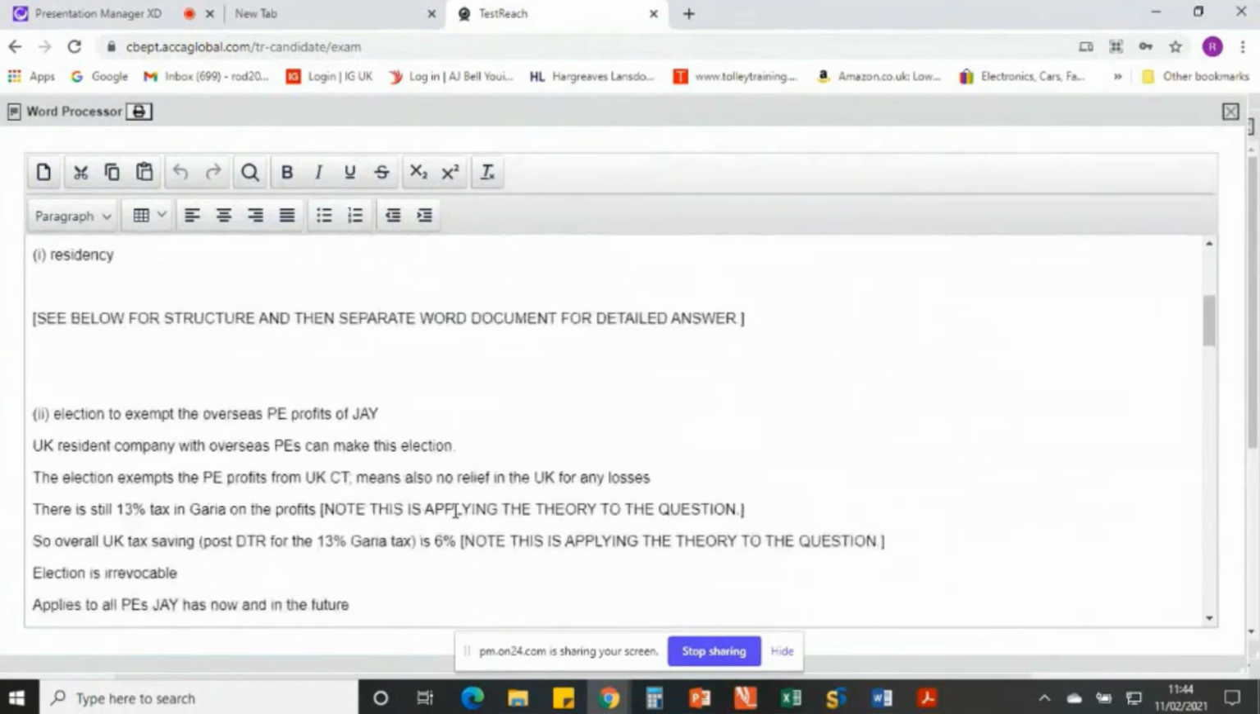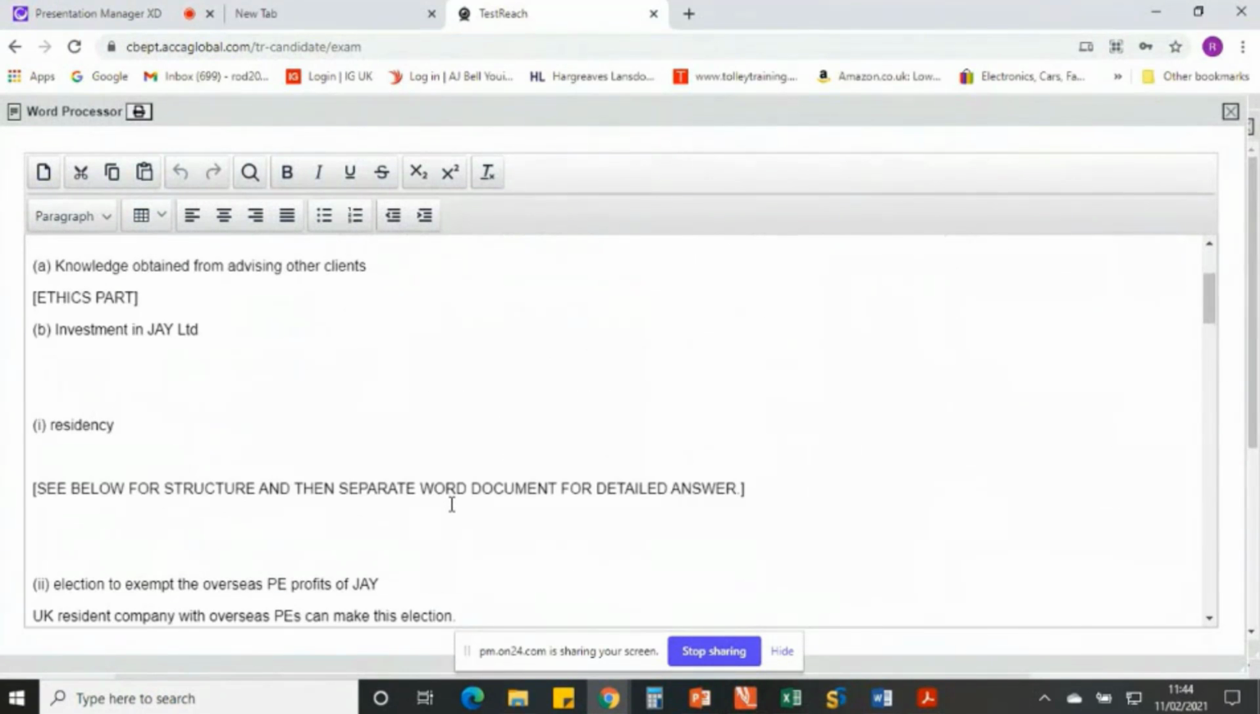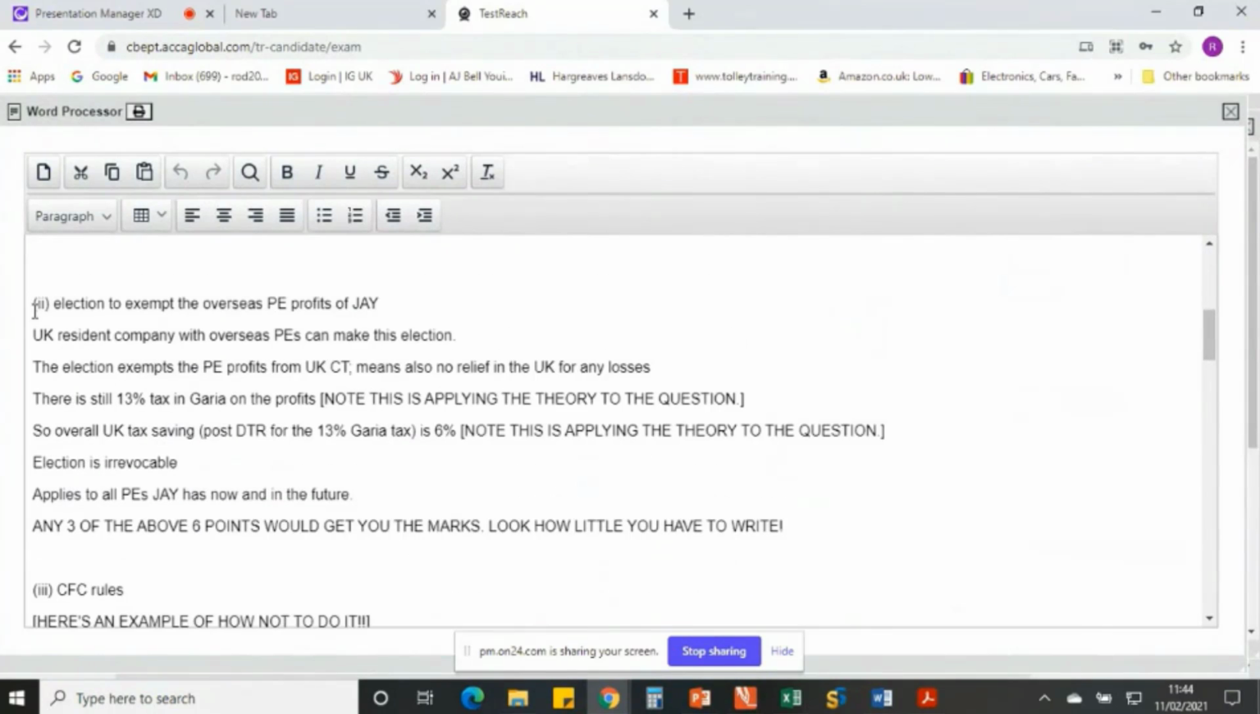Now I'm going back to the actual software because here I've put in the second part. So there it is there. Second, election to exempt overseas PE profits of J. Think a mark for each sentence I make, a mark for each point. Okay, so what I've said here is a UK resident company with overseas PEs can make this election. The election exempts the PE profits from UK CT, but it means there's no relief in the UK for any losses. Generally, it's a symmetrical treatment. If we're exempting a positive amount, like a profit from tax, we don't give relief for losses. There is still 13% tax in Garia on the profits.